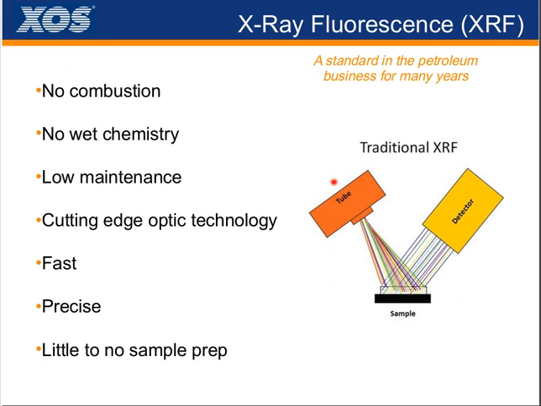So if you'll see here with traditional XRF, you basically just have your X-ray tube, you have your sample, and you have these X-rays going pretty much everywhere. These are what you would call polychromatic X-rays. They're not really being filtered. They're just kind of hitting the sample. And then where they're hitting the sample, what's coming off of it is X-ray fluorescence.